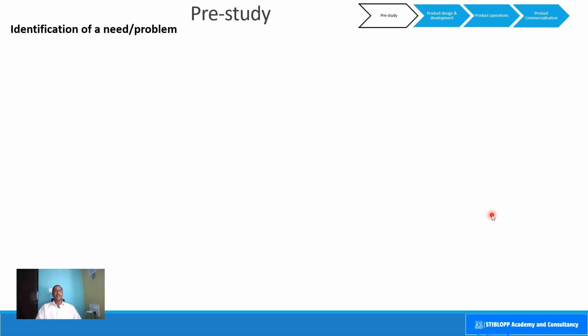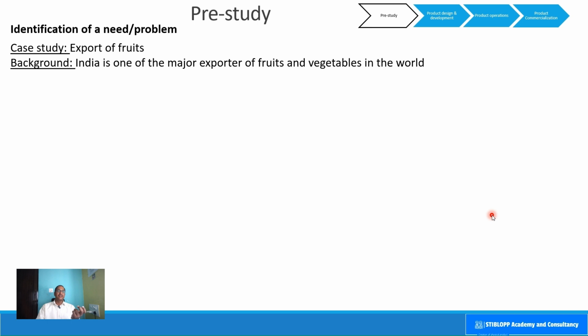Okay, before I start with the pre-study, this is the first step which generally the product development team follows: identification of a problem or identification of a need. So for this, you should have a case study. The case study that we will take up in this session is the export of fruits. As we all know, India is one of the major exporters of fruits and vegetables in the world. And the agency that approves the export of the fruits is APEDA, Agriculture and Processed Food Products Export Development Authority. Okay.